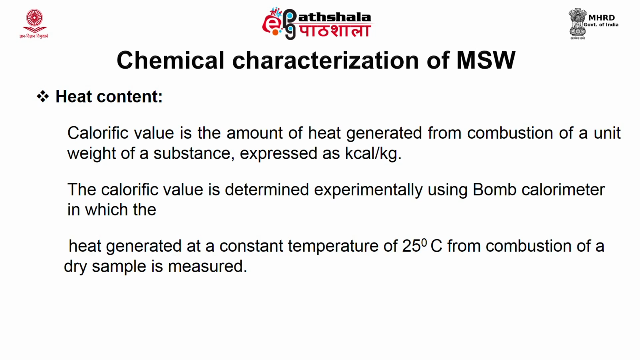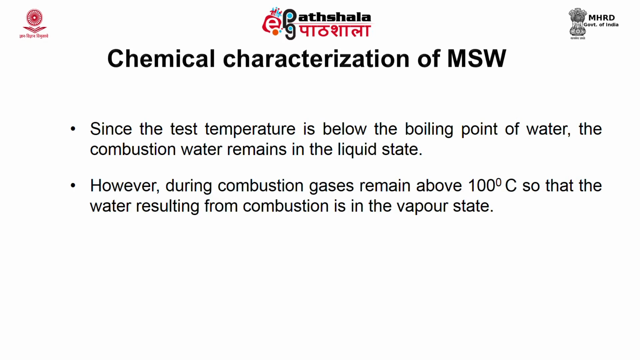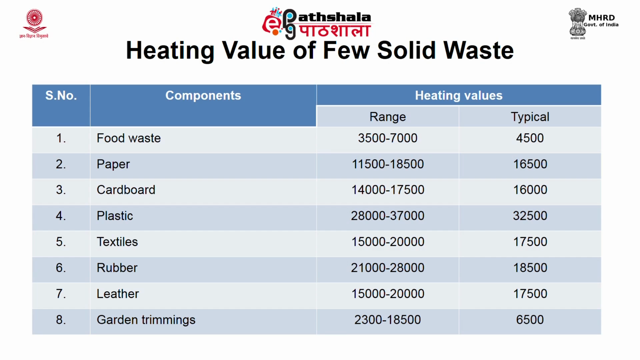The heating value is expressed in terms of calorific value, and calorific value is defined as the amount of heat that is generated from combustion of a unit weight of a substance, and it is expressed as kilocalories per kg. The calorific value is determined experimentally using a bomb calorimeter, for which the heat generated at a constant temperature of 25 degrees Celsius from combustion of a sample is measured. Since the test temperature is below the boiling point of water, the combustion water will remain in the liquid state. During combustion, the gases remain above 100 degrees Celsius, so that the water resulting from the combustion will remain in the vapor state.